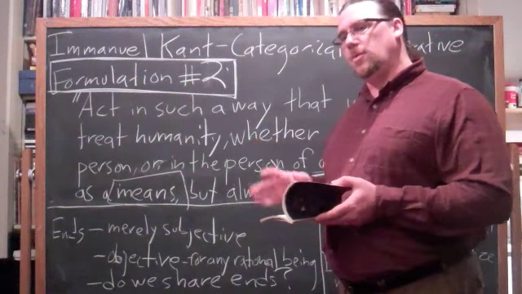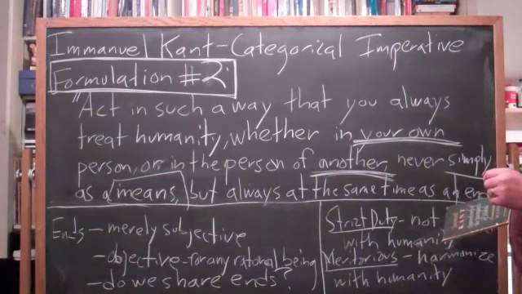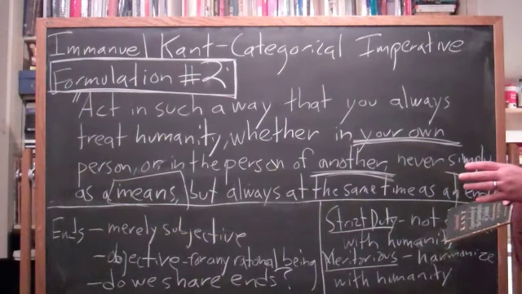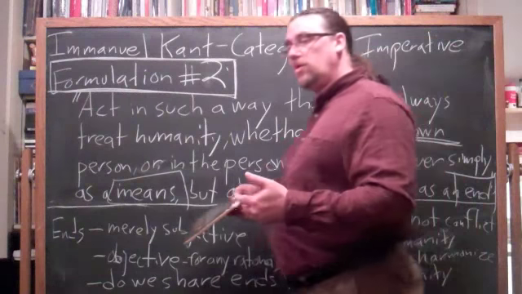And just to review a little bit, here's how it runs. Act in such a way that you always treat humanity, whether in your own person or in the person of another, never simply as a means, but always at the same time as an end. So what does that mean?